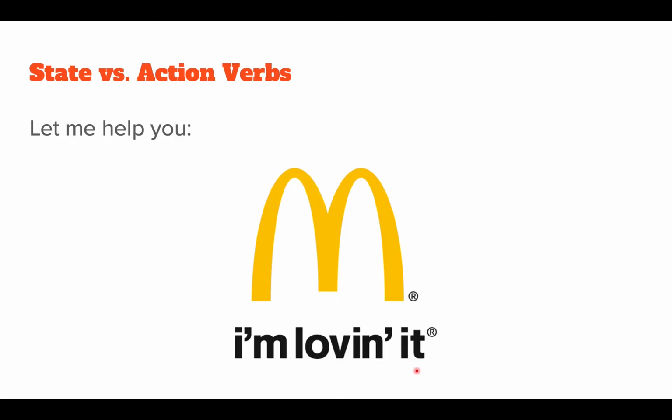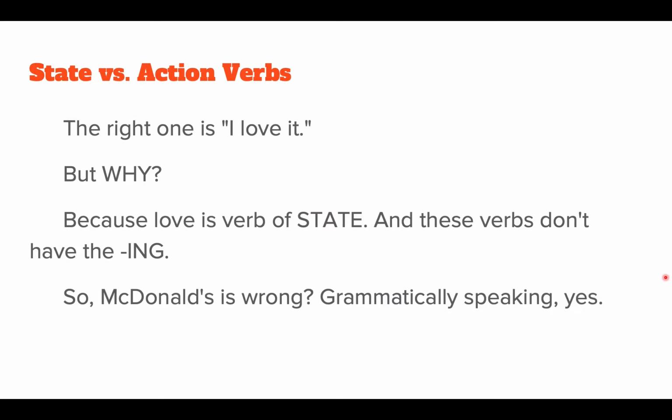So which one is right? Don't know? Well. Surprise! The right one is I love it. Yes, but why? Because love is a verb of state. Some people, some grammarians, some books call it a stative verb. I chose to use state and action because it's easier, okay? But you also find stative and dynamic verbs. These verbs, the verbs of state, like love, they have no ing, they have no continuous form.